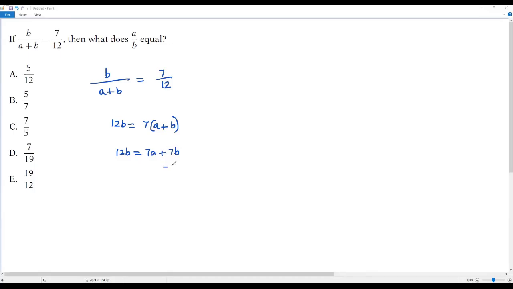Okay, now let me subtract 7b from both sides of this equation. Okay, here positive 7b, negative 7b will cancel out. So when I simplify this one, I'm getting 5b. On the right side, we have 7a.